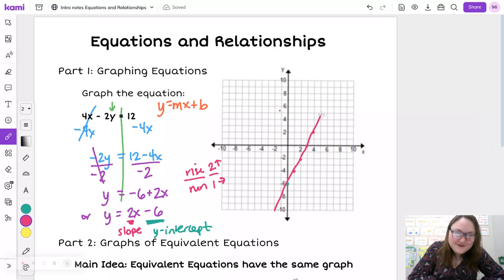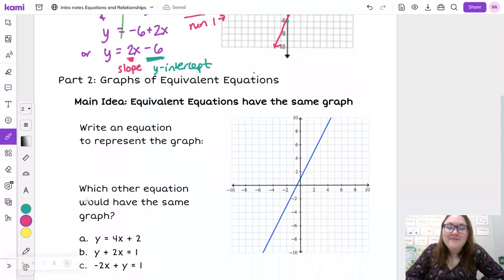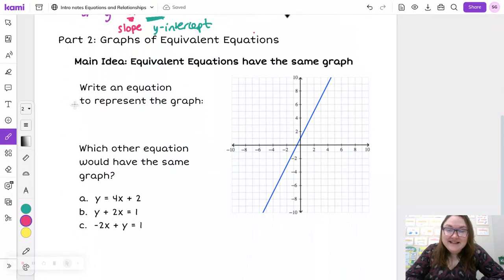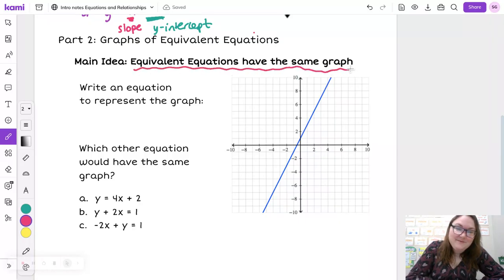I would encourage you to use a ruler if you have one nearby. And so this is where we ended our last lesson, is one of the reasons you might want to solve an equation for a variable is to help you graph equations like these. The main idea of this lesson is connecting what we've learned about equivalent equations to what we know about graphs. The main idea is that equivalent equations have the same graph.